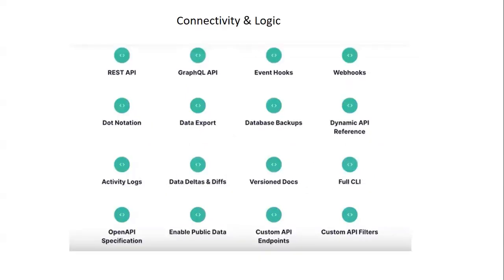Connectivity and logic. So how we connect with this data and these features is by means of APIs, right? So REST APIs are available. GraphQL API, event hooks, webhooks are available, sockets, dot notation, data export, database backups, open API specification, activity log, full CLI. So all these things are available for connectivity.